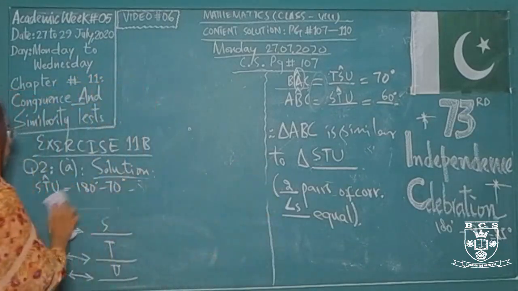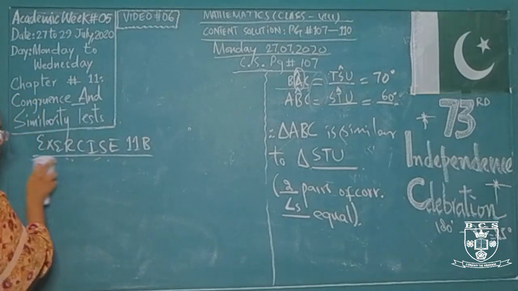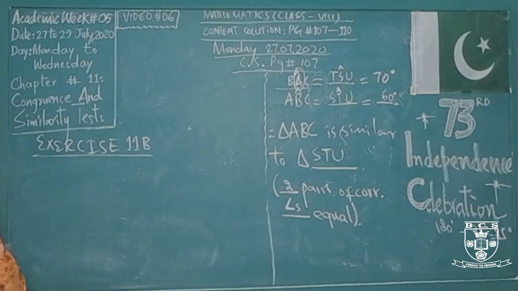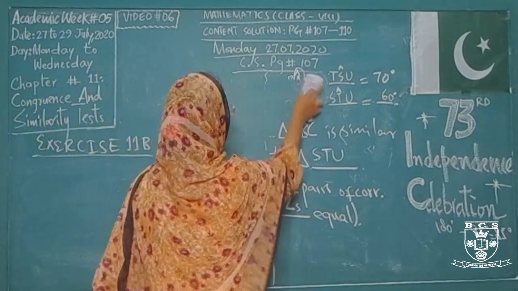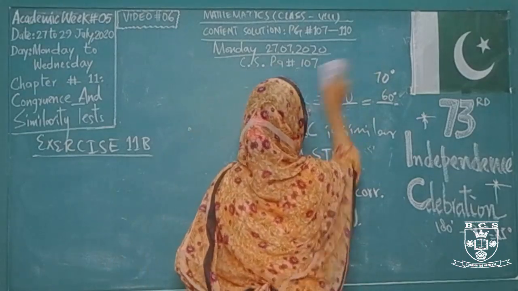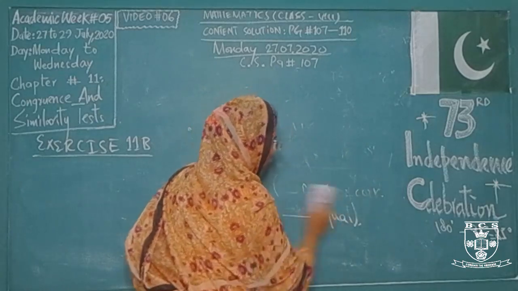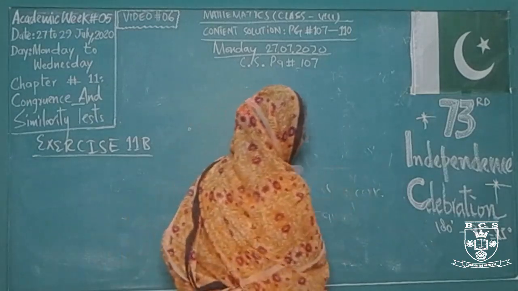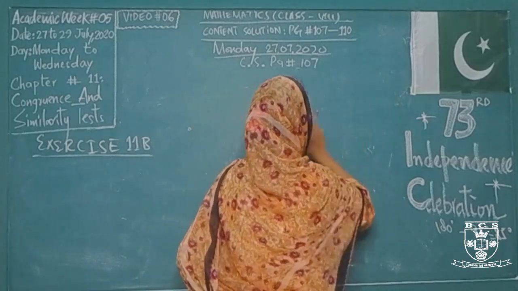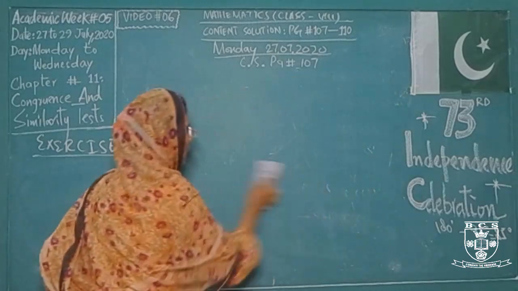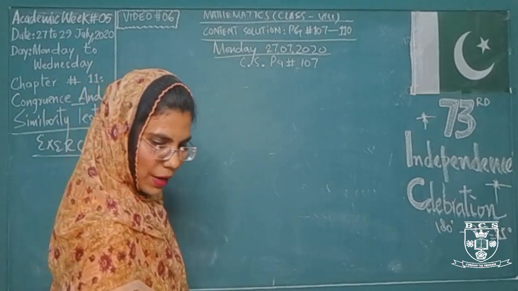Now we are moving to the next part of question number 2. In question number 2, we are discussing the next part. In the next part, we again have a pair of two different triangles, and they are obviously similar, and we have to identify how they are similar to each other, or which test of similarity they are representing by their similarities.